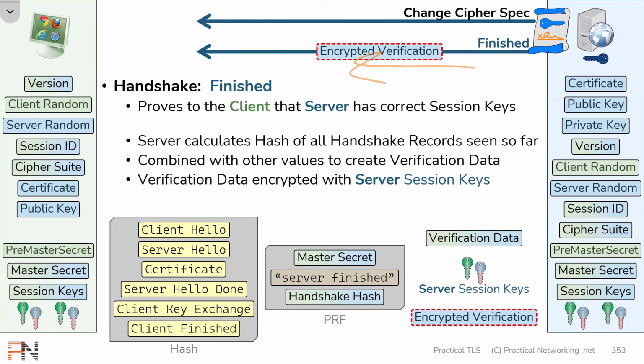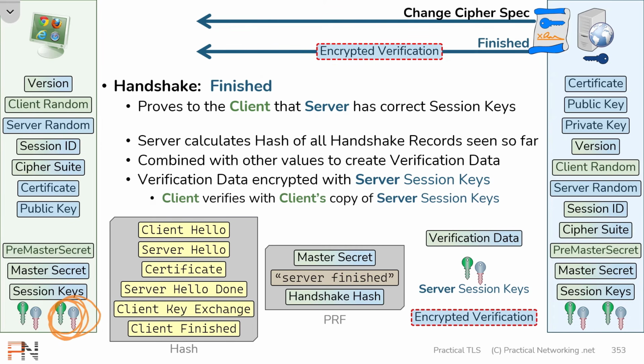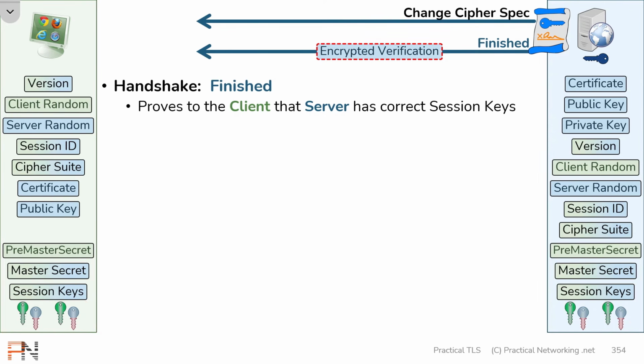on the wire. The client will then take what was sent by the server, decrypt it with its copies of the server session keys, and verify that it matches what the client calculated as the verification data. That will prove to the client that the server has the exact same set of keys that the client expected. So at the end of the server finished message, the client has the necessary proof that the server has the right session keys.